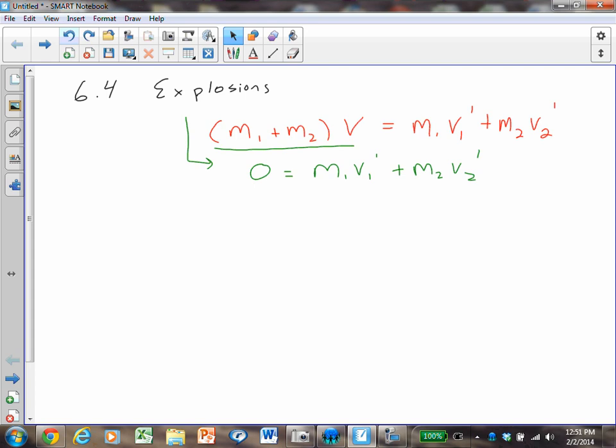The objects coming apart or exploding, like dynamite, or firing a gun, or atomic decay, they all qualify as explosions. In most cases the initial velocity, and so the initial momentum, is zero, but it's not a requirement. So let's look at some examples of these.